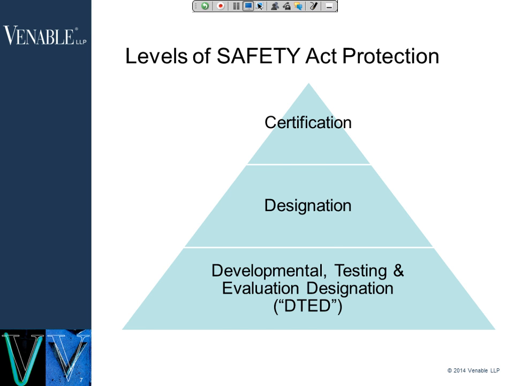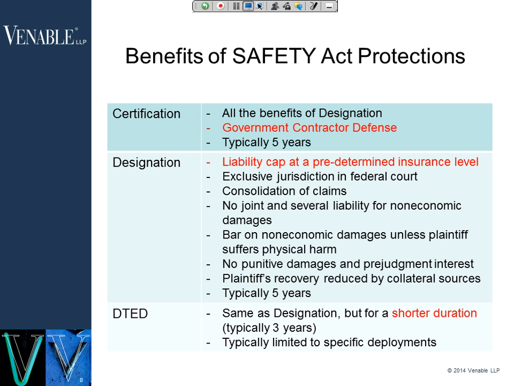So what are the benefits of designation, certification, and DTED? I put certification at the top because that's the one most folks are most interested in. It includes all the benefits of designation, but it also includes what's called the government contractor defense, and I'll talk about that in a second. Designation includes a host of different things, such as exclusive jurisdiction in federal court, consolidation of claims, and no punitive or prejudgment interest. Those are significant benefits, but the one folks are usually most focused on with designation is a cap on your liability at a predetermined level of insurance.